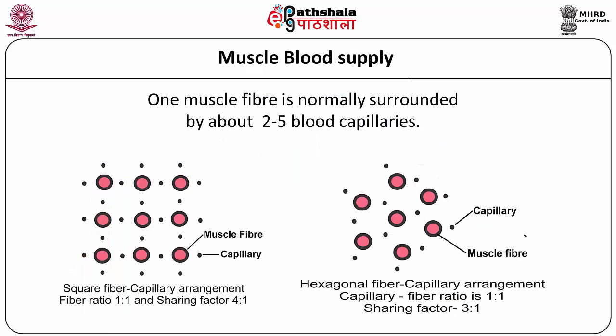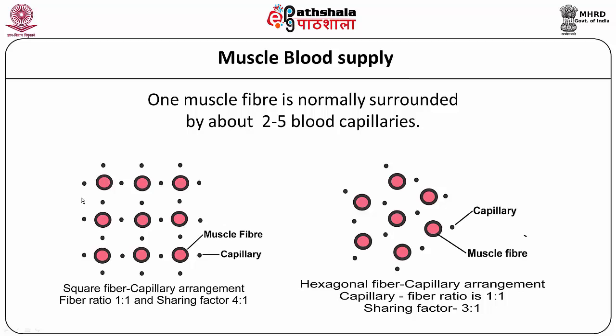Next, let us come to the blood supply. Muscles look red because they are abundantly supplied by blood. It is normally seen that the blood supply has two types of arrangement. One is a square type of arrangement, another is hexagonal arrangement. In square type of capillary arrangement, the fiber ratio is 1:1 and the sharing factor is 4:1. One particular muscle fiber is surrounded by 4 capillaries, so the sharing factor is 4:1. 4 capillaries to supply one muscle fiber.